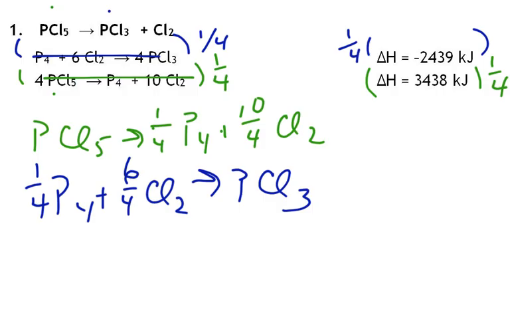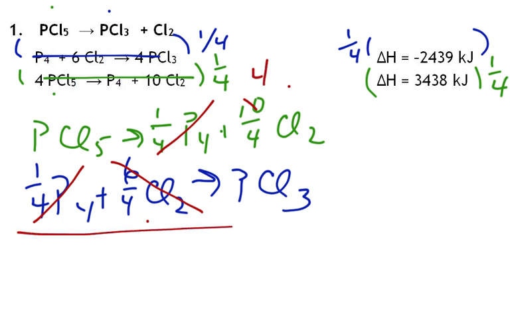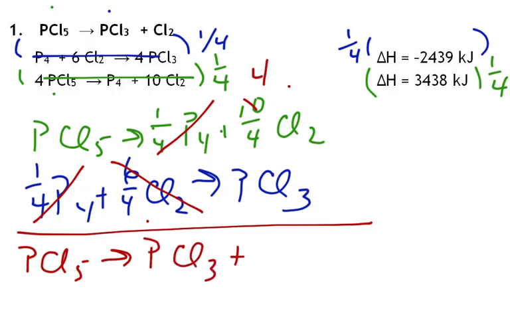left over. So we have 1/4 P4 on both sides of the arrow, so we're going to cancel those out. We have 6/4 Cl2 on one side, 10/4 Cl2 on the other side. 10 minus 6 is 4, so we can subtract that out. So we're left with 4/4 Cl2. Nothing else cancels out, so we end up with PCl5 going to PCl3, and 4/4 or just 1 Cl2.